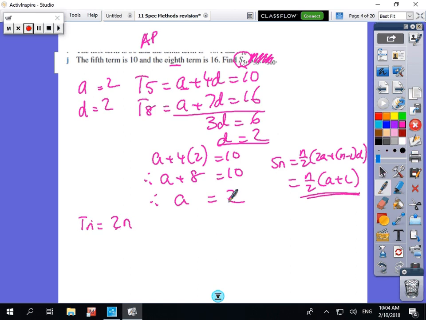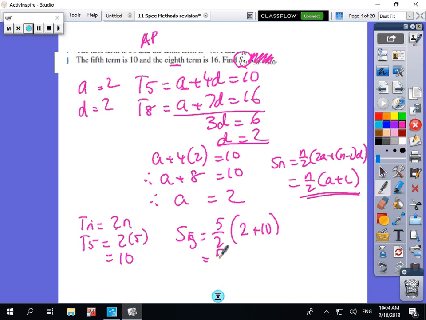How do you go from 2 to 2? You don't have to do anything, so it's just plus 0. So that means that T5 equals 2 times 5 equals 10. So now I'll use S5 equals n on 2, the first term is 2, the last term is 10. So 5 over 2 times 12, half of 12 is 6. So S5 is 30. Or you can just use the long version. But if you want to use this version, you have to find the last term, and the last term of S5 would be T5.